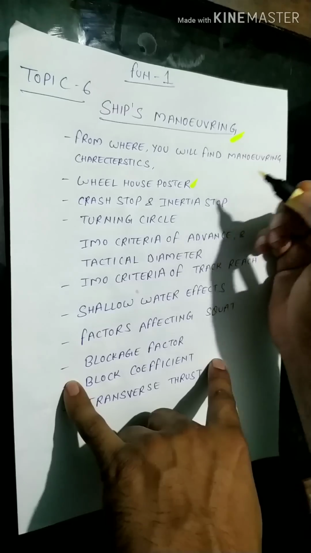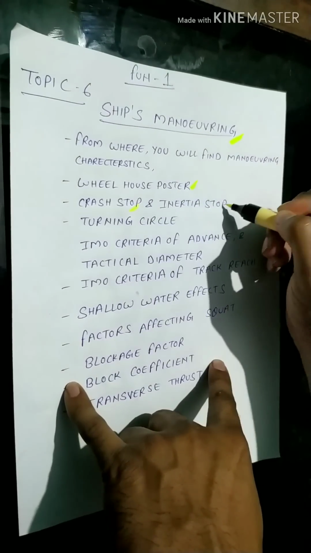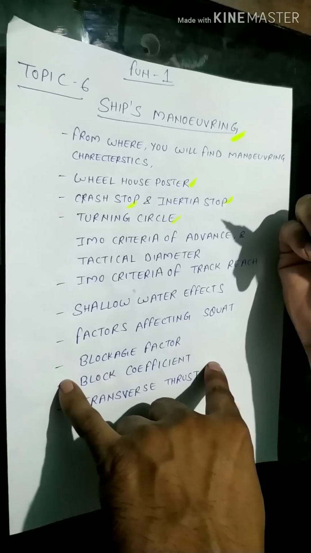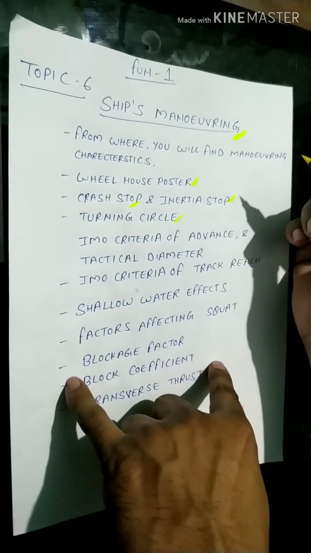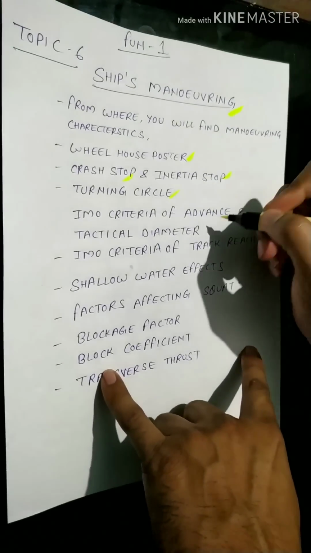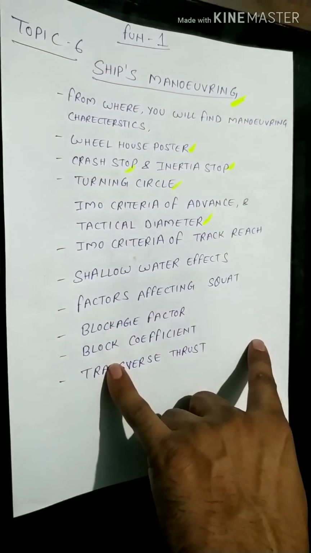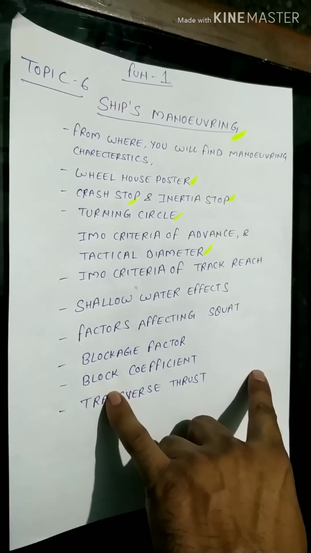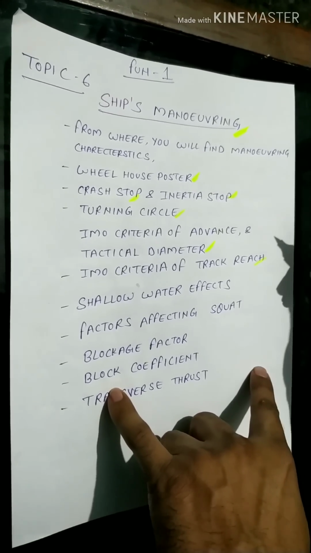They will ask what is the difference between the crash stop and the inertia stop. Turning circle in detail, they will make you draw the turning circle, and as per the IMO requirement they will ask the criteria of the advance and the tactical diameter. In crash stop, they will ask the IMO criteria of the track reach, that we have to know.